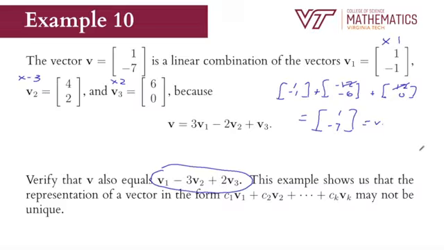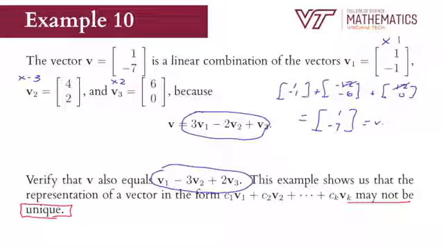And so this time we have a choice. We can use these weights, or we can use these weights, and they both give us the combination v. And so a linear combination may not be unique. There may be a choice in how we weight the vectors in order to get the result that we want.